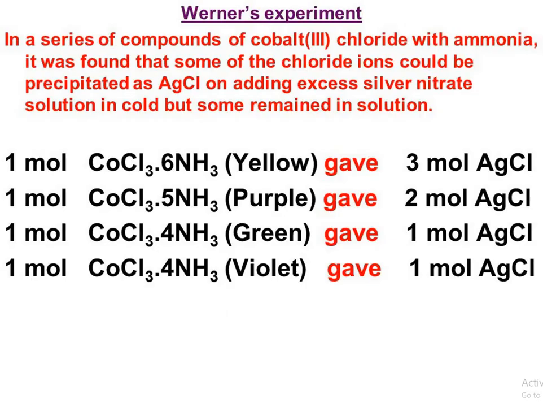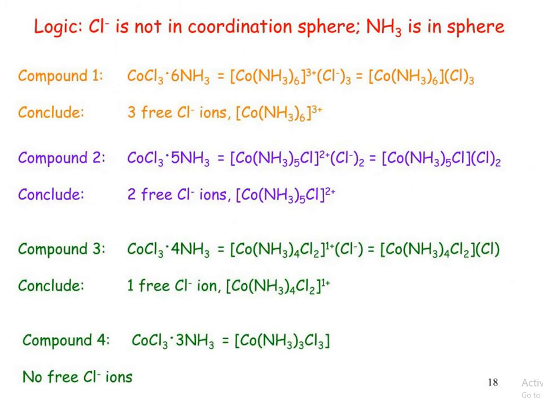It clearly showed the exact formulation of the formula, that is, how the formula actually exists. So compound 1, with 6 ammonia, contained 3 chloride ions as the counter ions, and those 3 free chloride ions reacted with AgNO3 and precipitated 3 moles of AgCl. The similar thing happened with compound 2. The only difference was that 2 free chloride ions were present as the counter ions, and overall we could see the structures of the different formulas.